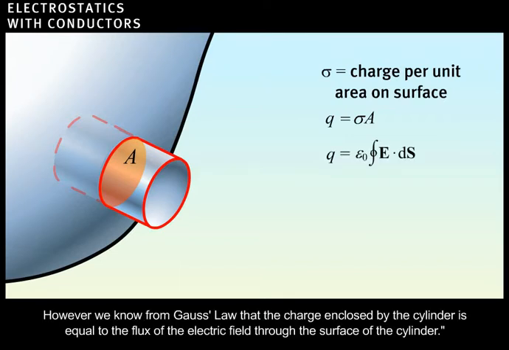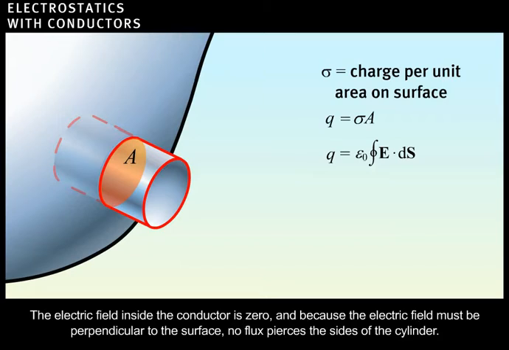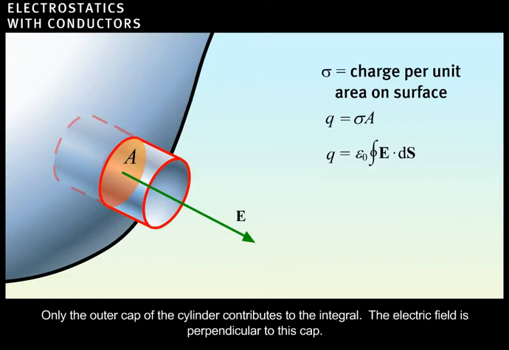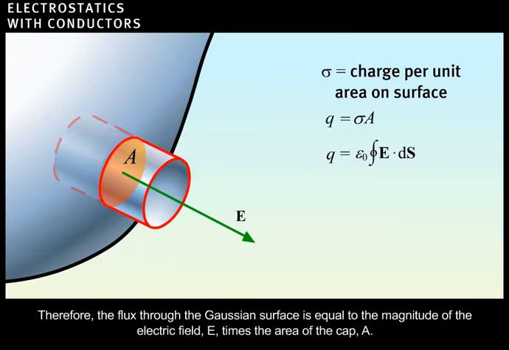However, we know from Gauss's law that the charge enclosed by the cylinder is equal to the flux of the electric field through the surface of the cylinder. The electric field inside the conductor is zero, and because the electric field must be perpendicular to the surface, no flux pierces the sides of the cylinder. Only the outer cap of the cylinder contributes to the integral. The electric field is perpendicular to this cap. Therefore, the flux through the Gaussian surface is equal to the magnitude of the electric field, E, times the area of the cap, A.